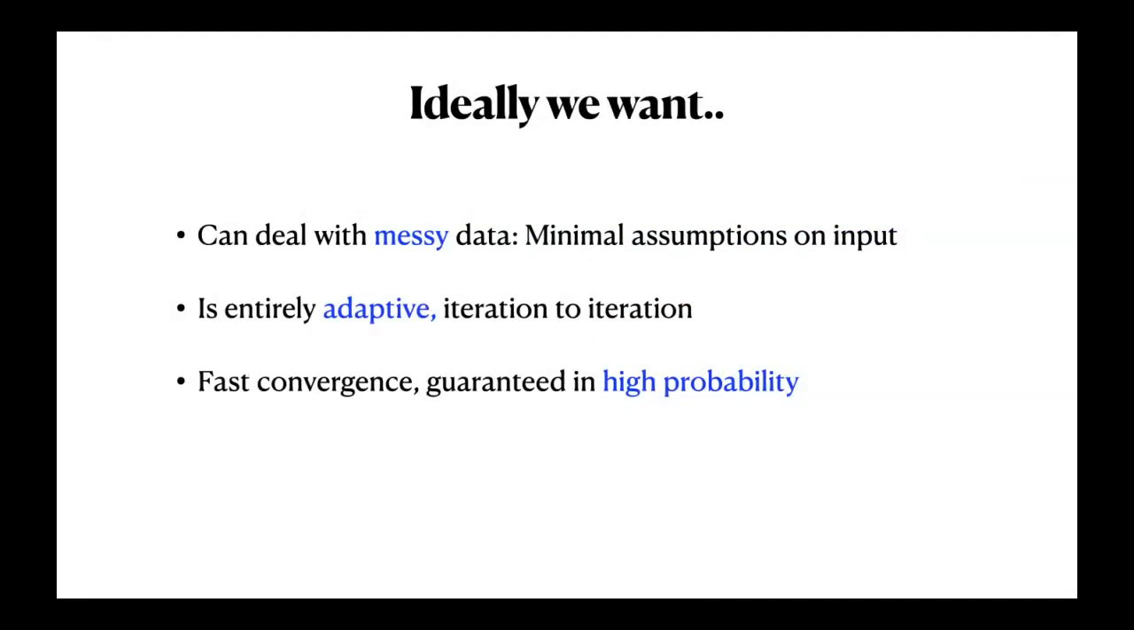So this is what we want. First, we want to be able to deal with messy data. That means we want minimal assumptions on our input related to the function value to the algorithm. Second, we want the algorithm to be entirely adaptive from iteration to iteration. And of course, we also want the algorithm to converge fast. We also want the algorithm to have guarantees for this convergence, not only in expectation, but in high probability. So these are the things we want for our work.